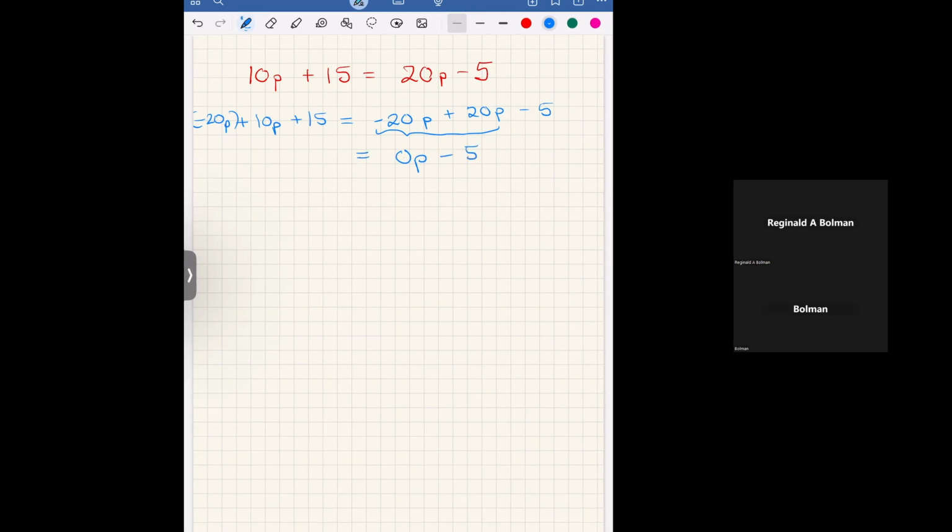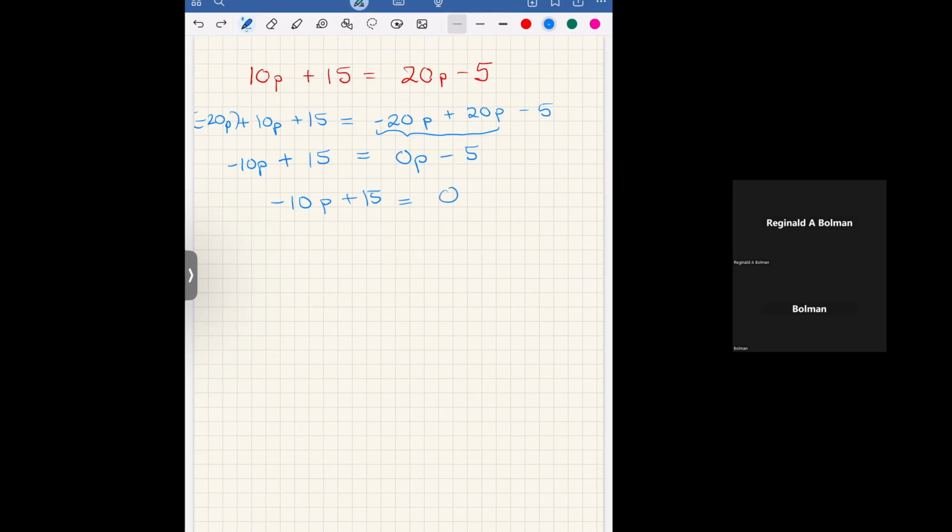And on the left-hand side, I've got negative 20p plus 10p plus 15. Well, if I owe you $20, but I pay you back $10, I should still owe $10. So I'll have a negative 10p, and the 15 doesn't change. The final thing that we have to do is move the negative 5, well, rather, I guess we don't have to move the negative 5. We just have 0p minus 5. We'll just leave the negative 5 on the right-hand side.